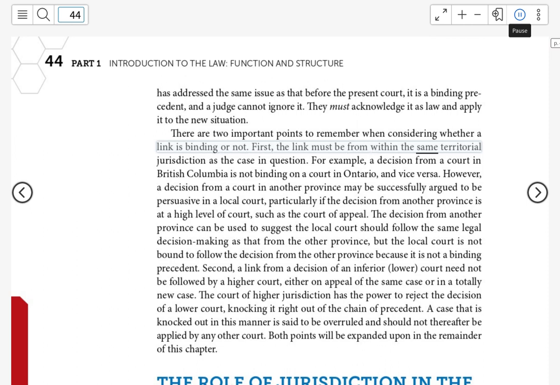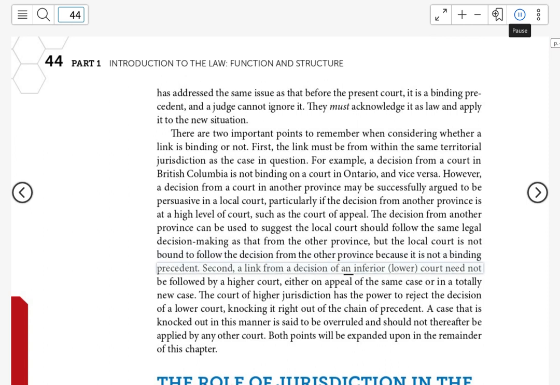First, the link must be from within the same territorial jurisdiction as the case in question. For example, a decision from a court in British Columbia is not binding on a court in Ontario, and vice versa. However, a decision from a court in another province may be successfully argued to be persuasive in a local court, particularly if the decision from another province is at a high level of court, such as the Court of Appeal. The decision from another province can be used to suggest the local court should follow the same legal decision making as that from the other province, but the local court is not bound to follow the decision from the other province because it is not a binding precedent.